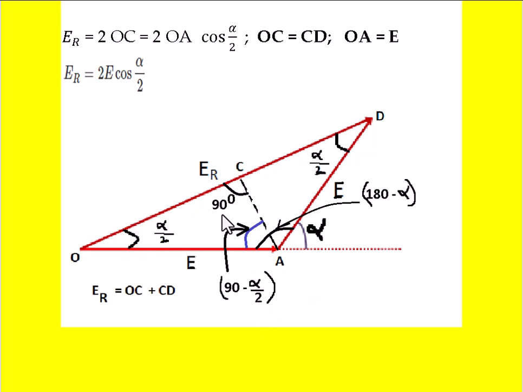It is a triangle. In a triangle, total angle must be equal to 180 degrees. So when we add 90 degrees plus 90 minus alpha by 2 plus alpha by 2, then total angle will become 180 degrees.